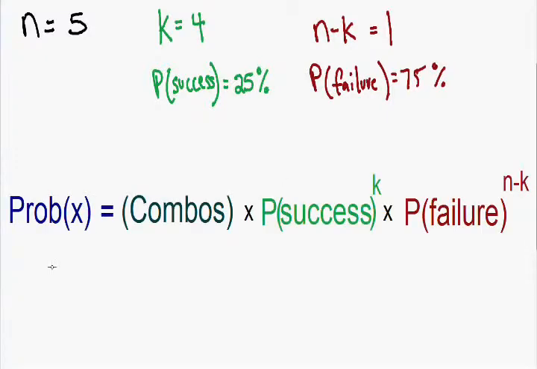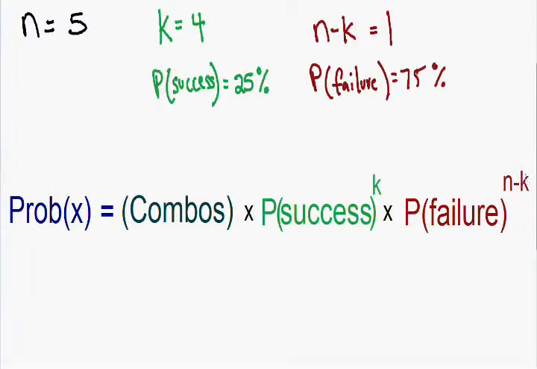And basically, all this formula says is that the probability of any event x is equal to the total number of combinations, and I shortened combinations by just writing combos. So the probability is equal to the total number of combinations multiplied by the probability of success with a k in the exponent. K is just the total number of successes, all multiplied by the probability of failure with an n minus k in the exponent, and n minus k is just the total number of failures.